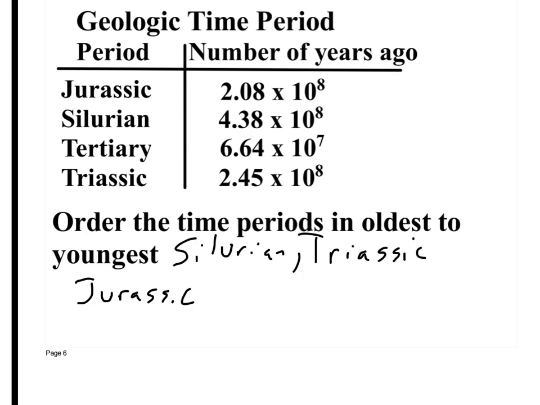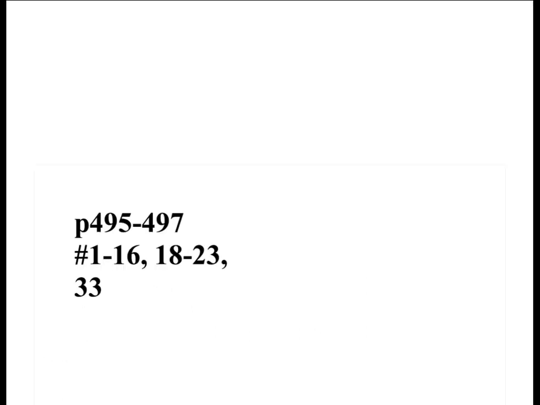And then you look at Tertiary. That Tertiary was youngest at 664 million years ago. So Tertiary is last. It's the youngest. So on the homework, most. Here's your homework assignment.